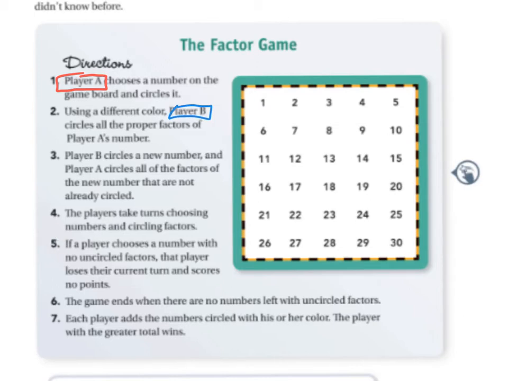If a player chooses, this is rule 5, a really important one. Rule 5, if a player chooses a number with no uncircled factors, that player loses their current turn and scores no points. The game ends when there are no more numbers left with uncircled factors. Each player adds the number circled with his or her color. The player with the greatest total wins. So let me show you what that looks like.